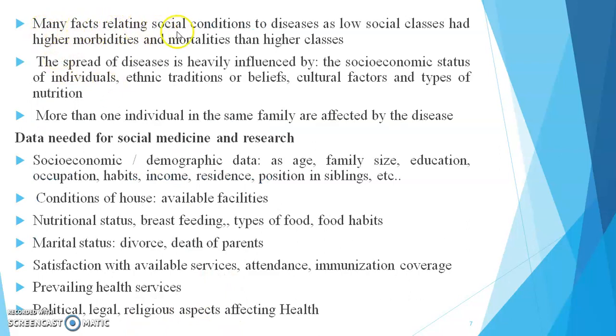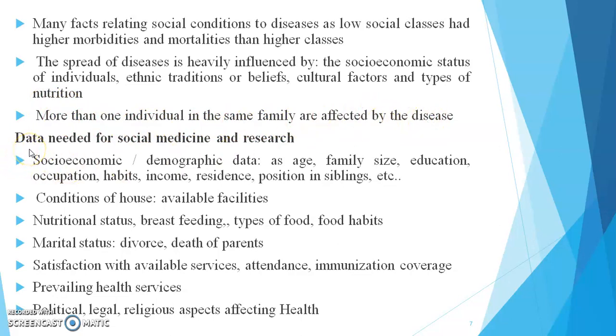Many facts relating social conditions to diseases, as low social classes had higher morbidities and mortalities than higher classes. The spread of diseases is heavily influenced by the socio-economic status of individuals, ethnic traditions or beliefs, cultural factors and types of nutrition. More than one individual in the same family are affected by the disease.